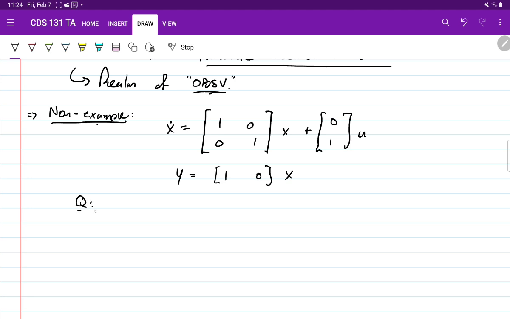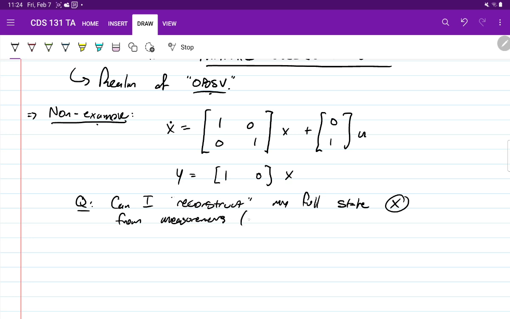So my question is, can I reconstruct my full state x from measurements or observations y? Take a moment to think about this. Just take a close look at the structure of this system.